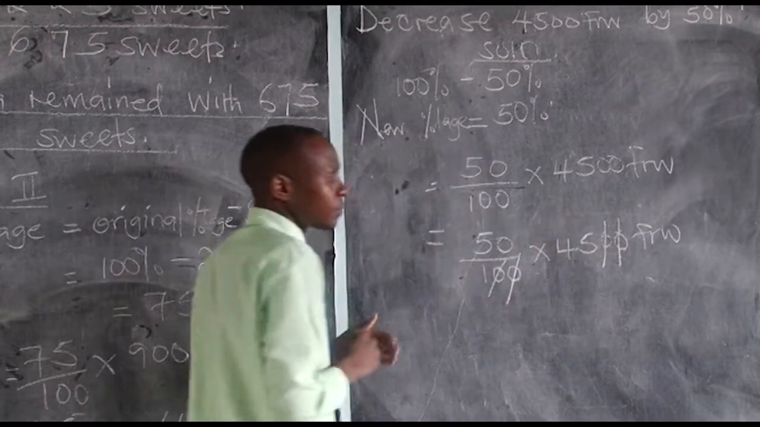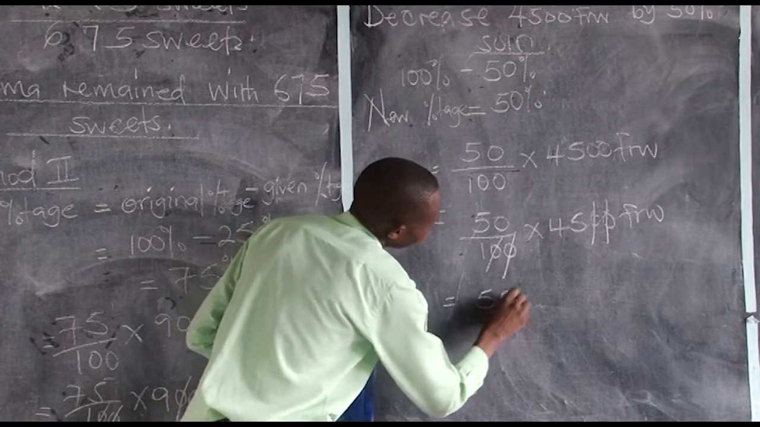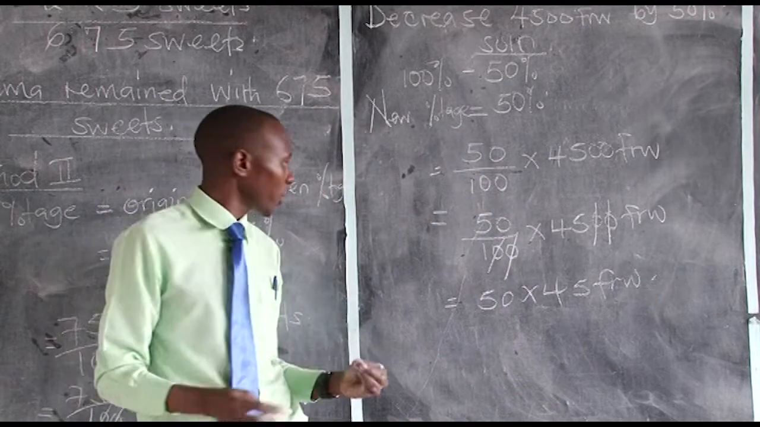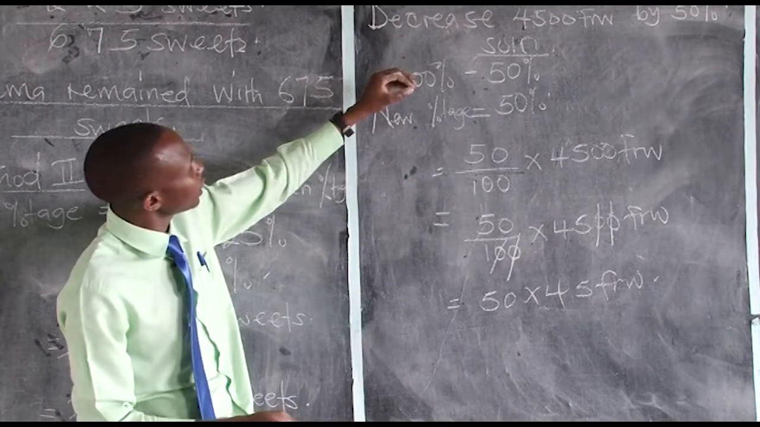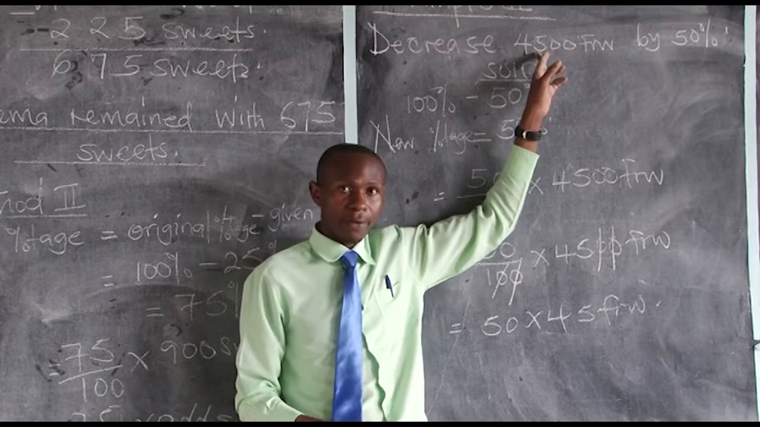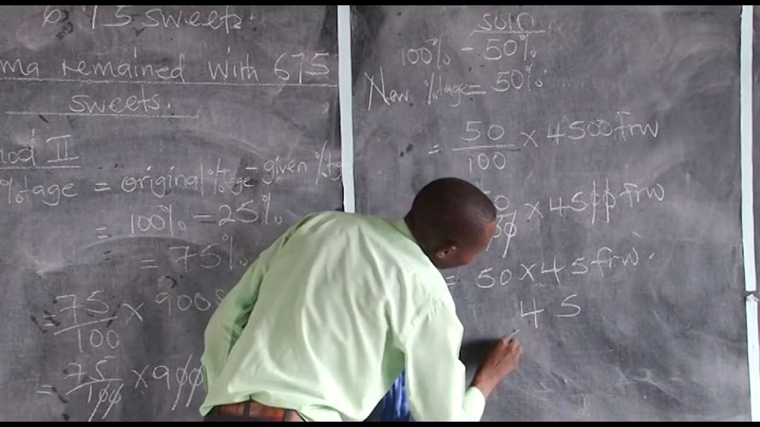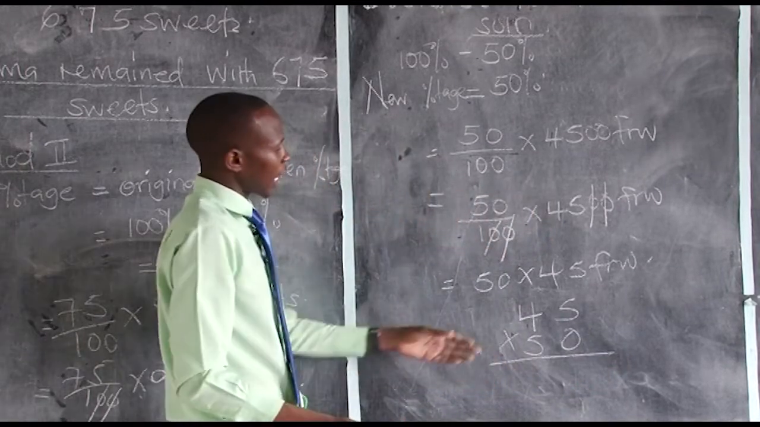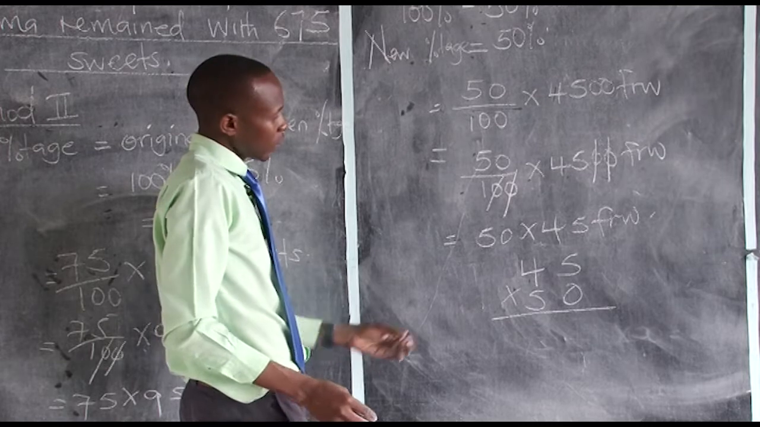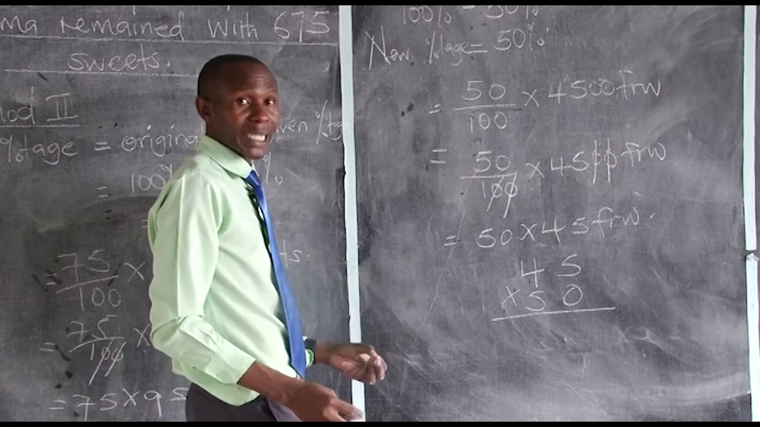Zero will cancel out with this zero. After doing so, we shall have the remaining digits as 50 times 45 francs. What we are going to come out with here will be considered as the answer to the decrease of 4,500. This is the same as saying 45 times 50. We can as well use quick multiplication, but for those who are not well conversant with it, you can also use this when you reach here. But it is also advisable for you to revise hard about quick multiplication so that you can master it.